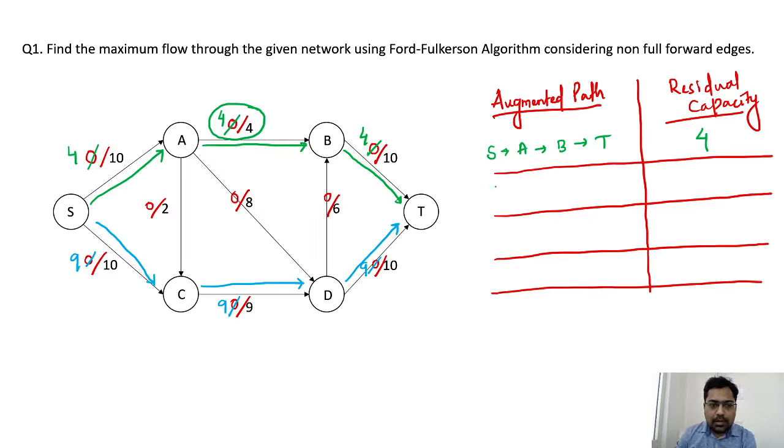So the augmented path is S to C, then D, then T. The total residual capacity is considered as 9. Here, as I told you, whenever we are selecting augmented paths, definitely 4 paths could be selected, 5 paths could be selected. Definitely in one augmentation the residual capacity of some path will be 0. Here you can say 9 minus 9, the capacity minus flow is 0.